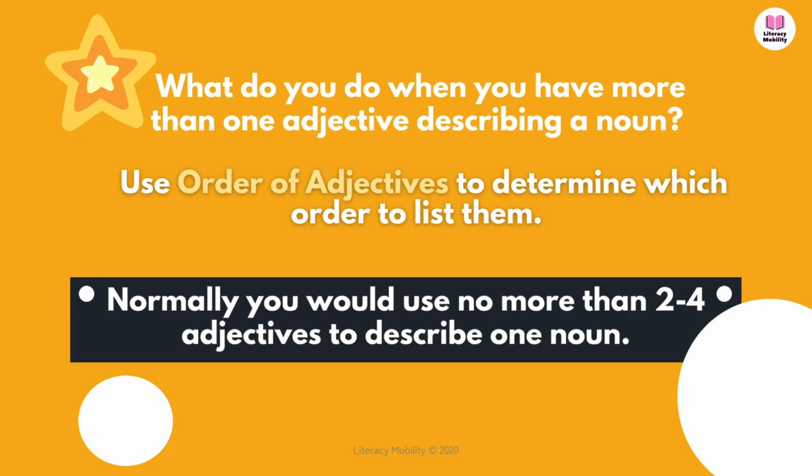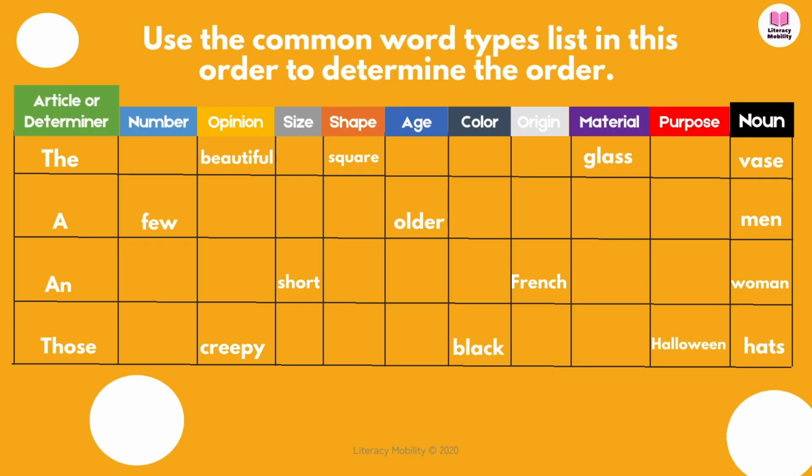So what do you do when you have more than one adjective describing a noun? Use order of adjectives to determine which order to list them. Normally, you would use no more than 2 to 4 adjectives to describe one noun. This is the word type order that you would use.